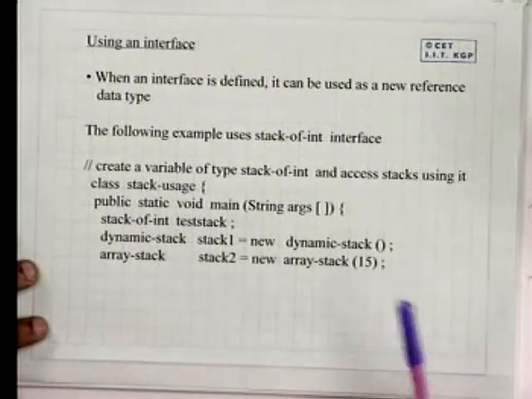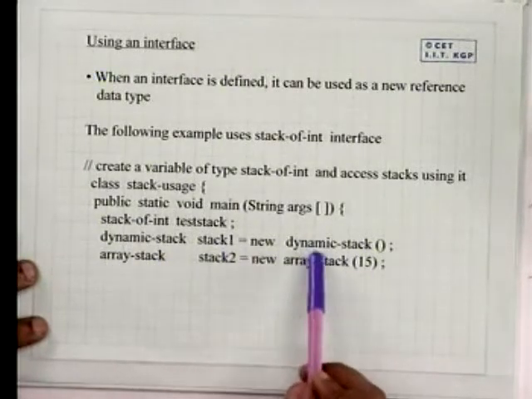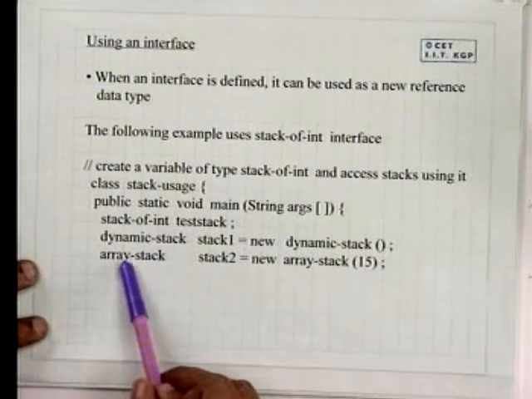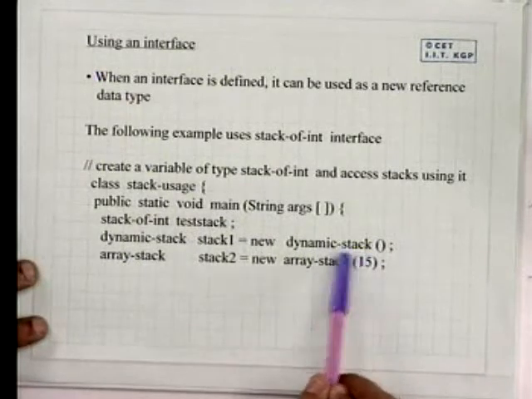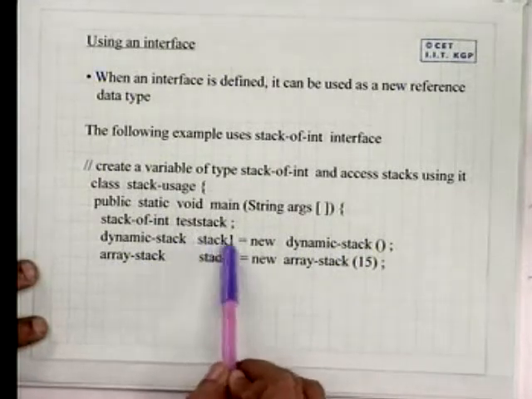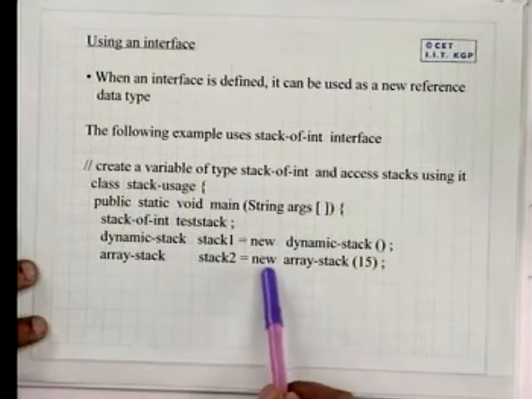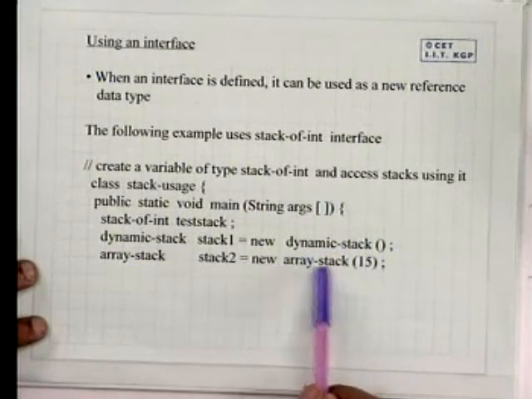We can do one way that we can create stack one. Let's see how it works with the dynamic stack or array stack. In this case, we create a new dynamic stack, and array stack one is of type dynamic stack, and array stack two of type array stack. In this case, we are creating an array of size 15.